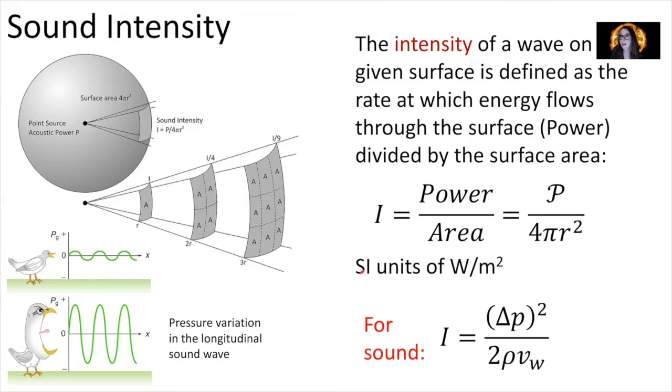The units of intensity are watts per meter squared. We have a power, which has units of watts, and then we're dividing it by an area. Area always has units of length squared.